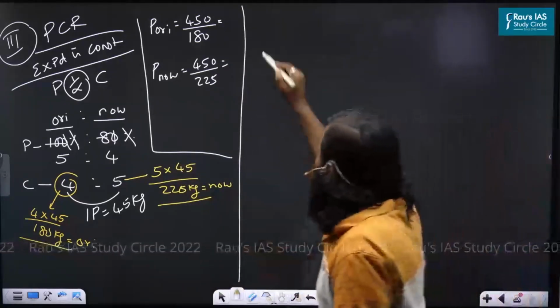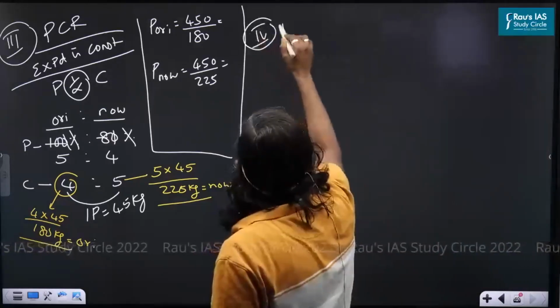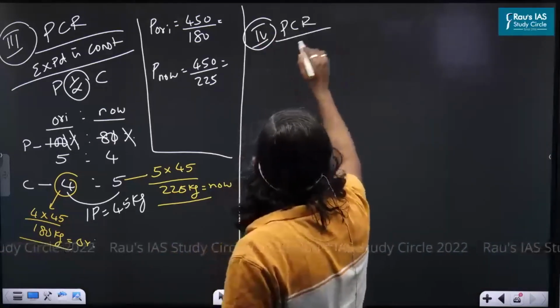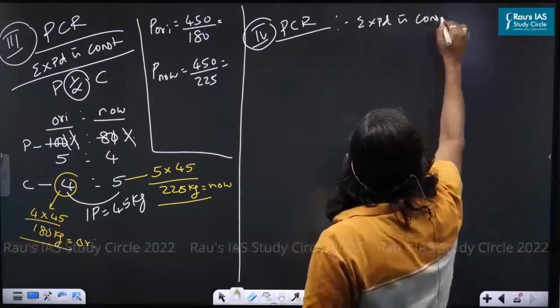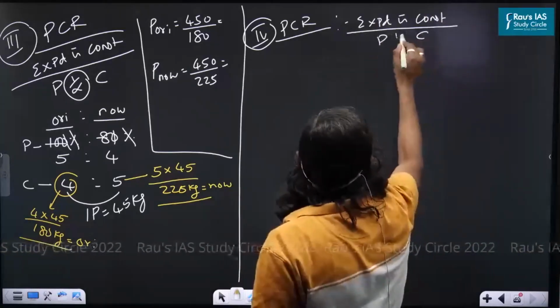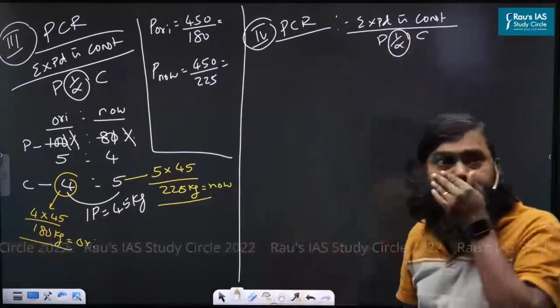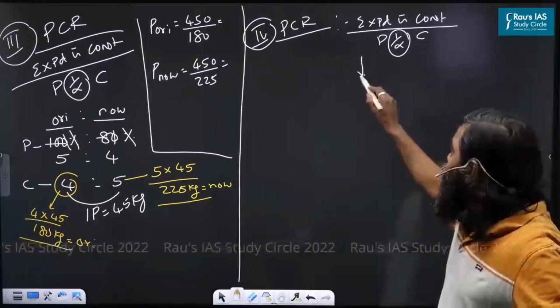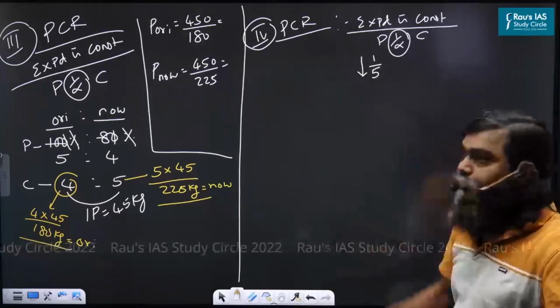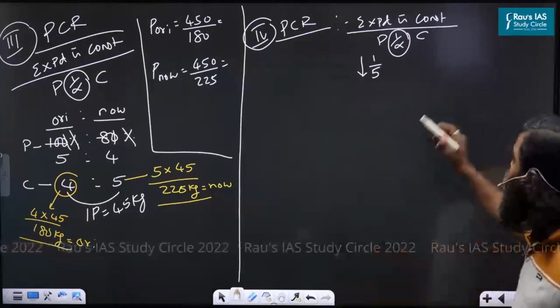So, another interpretation of the product constant rule. Maybe you can recall: if expenditure is constant, what is the relationship between price and consumption? Inversely proportional. What happened to your price? Decreased by 20%. That means 1/5.